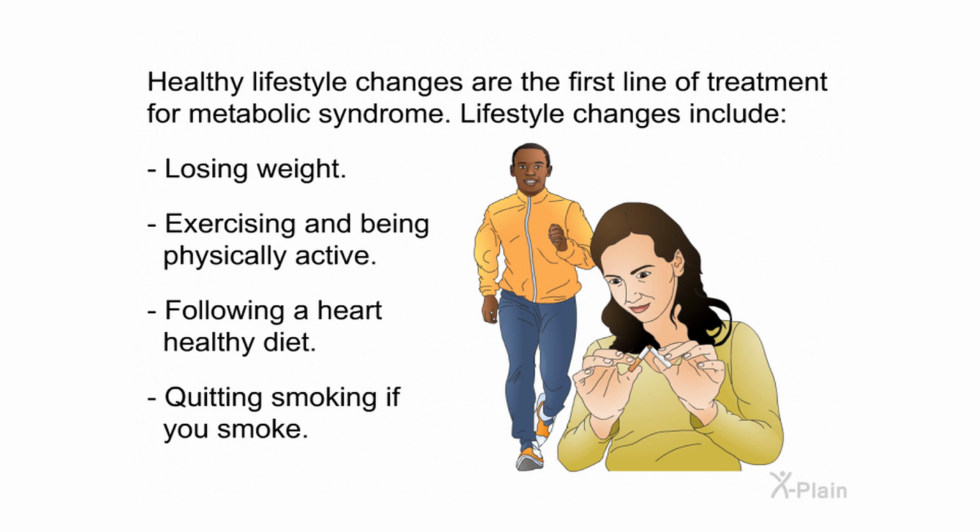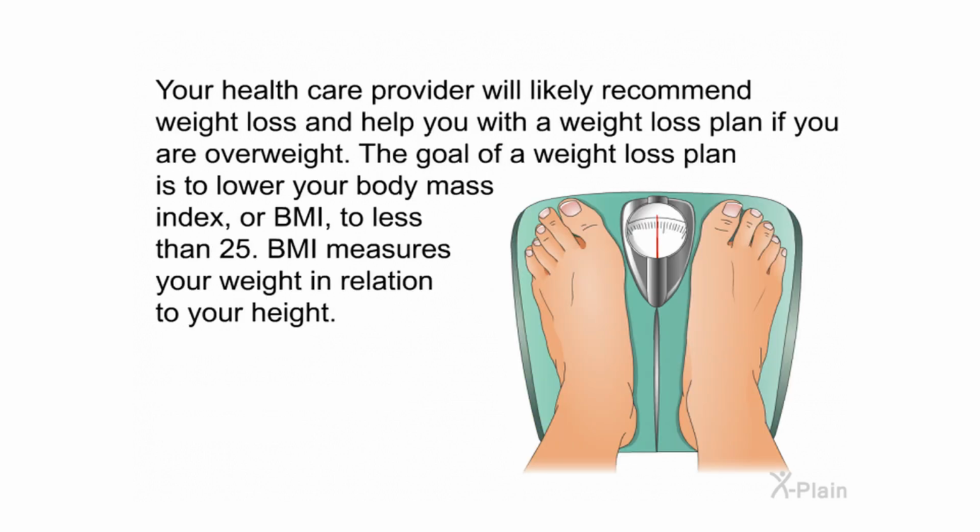Lifestyle changes include losing weight, exercising and being physically active, following a heart-healthy diet, quitting smoking if you smoke. Your healthcare provider will likely recommend weight loss and help you with a weight loss plan if you are overweight. The goal of a weight loss plan is to lower your body mass index, or BMI, to less than 25. BMI measures your weight in relation to your height.